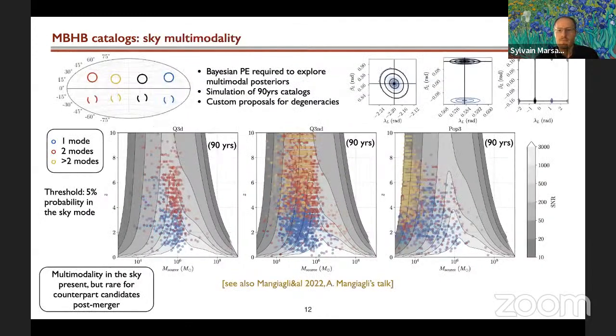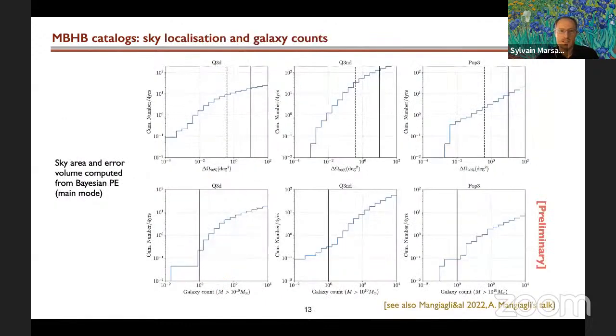And we performed this Bayesian parameter estimation that allows us to look for sky degeneracies that the Fisher matrix is unable to capture. You have illustrated on the top right examples where you could have one mode, two modes, or eight modes of sky degeneracies, colored respectively blue, red, and yellow in these catalogs. You can see that we can locate in parameter space where the sky degeneracies occur. One should also say that if you select these catalogs for counterpart candidates, as you can see at the bottom, these multimodalities are rarer because you pre-select for low redshift EM counterpart candidates.